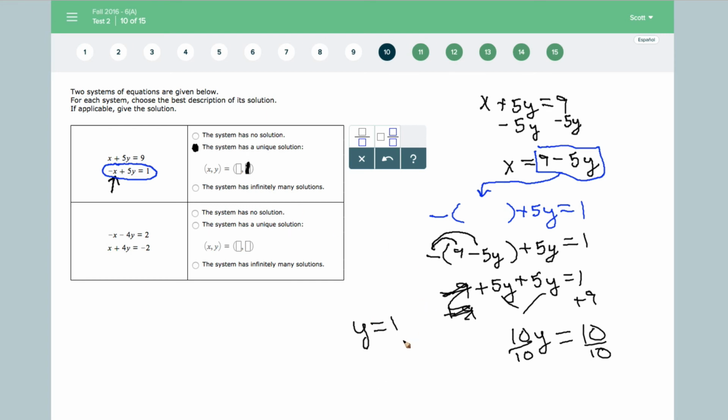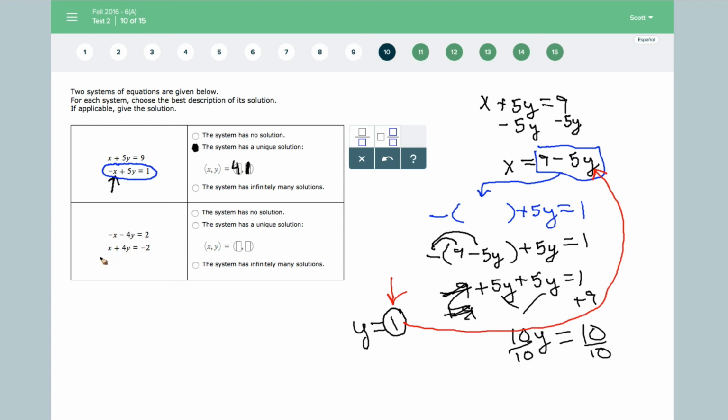Okay, well now what's x? Well, we take this one right here, and we plug it in right there for y. So 9 minus 5, what's 5 times 1? 5 times 1 is 5, and I'm getting that 1 from right here. 5 times 1 is 5, so 9 minus 5 is 4. That's what goes there.